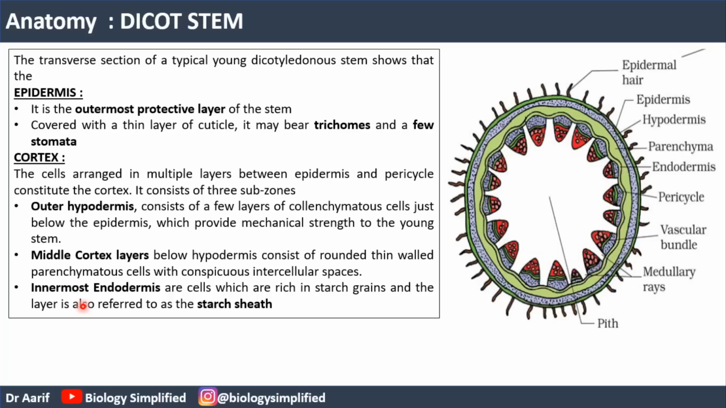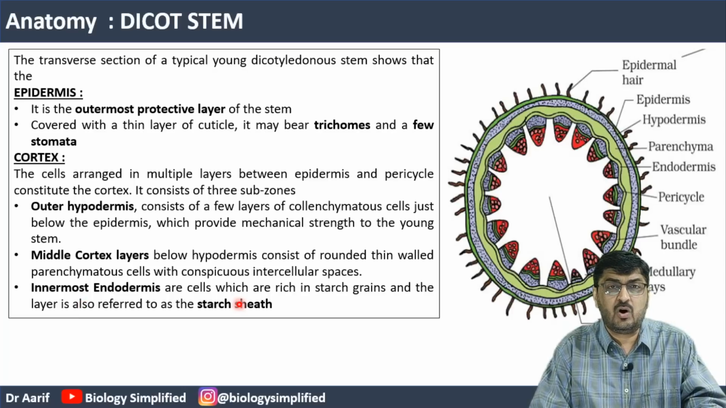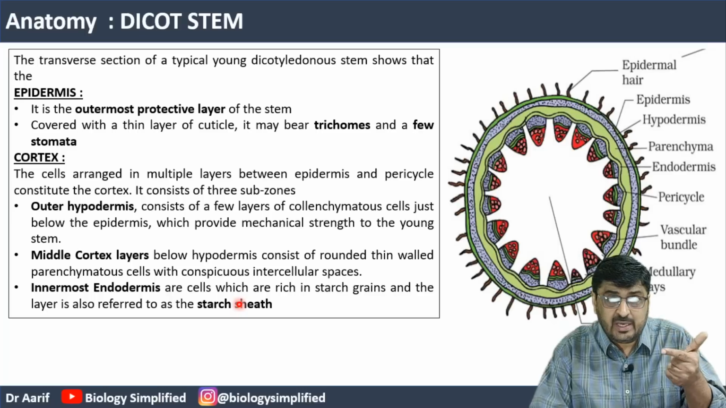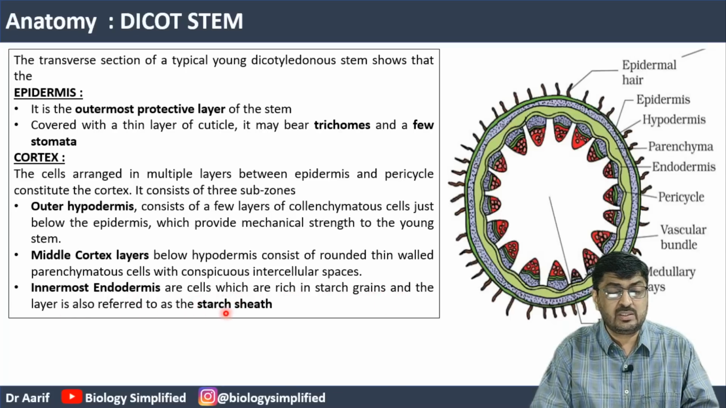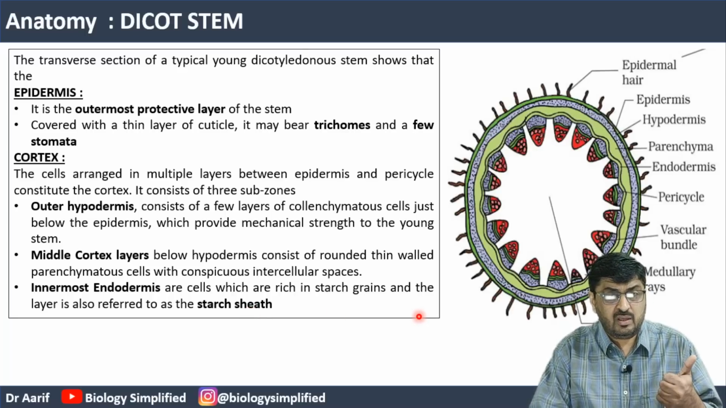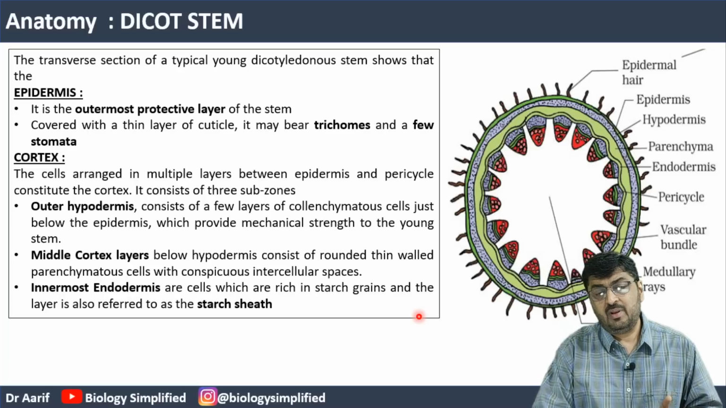And the innermost is called as the endodermis. So अब यहाँ पर cortex is divided into three layers. What are the three layers of the cortex? Yes, please. What are the three layers of the cortex? Hypodermis. Hypodermis के नीचे proper cortex और उसके नीचे endodermis. Endodermis are cells which are rich in starch grains, and the layer is also called as the starch sheath, right? So epidermis हो गया, cortex हो गया, right? Move ahead.